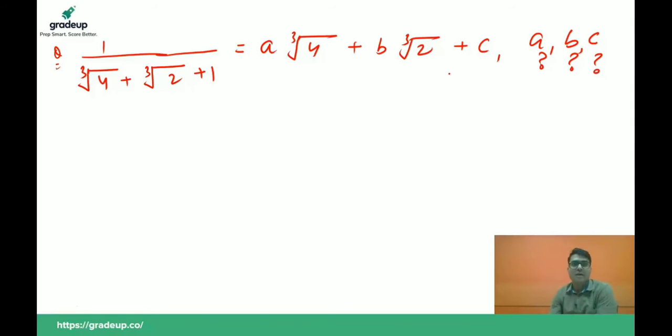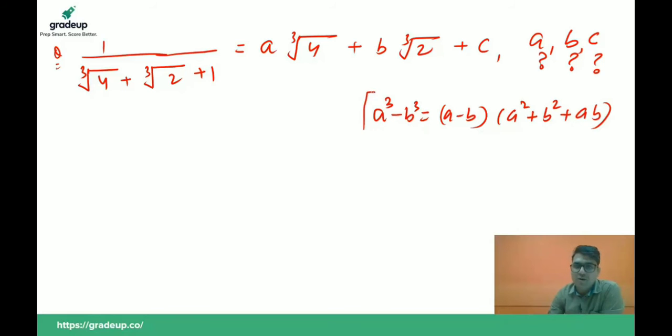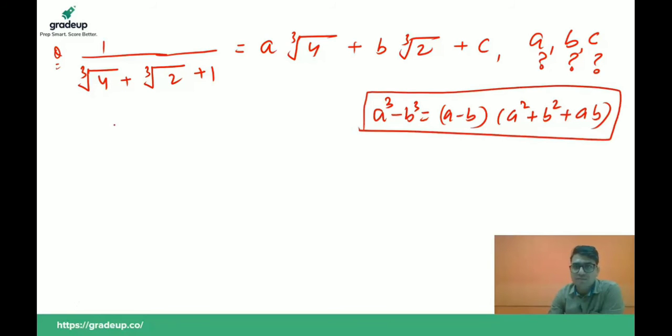Alright guys, in this question we will apply the formula a cube minus b cube is equal to a minus b into a square plus b square plus ab. We will use this formula. Now, we can write this as 4 raised to the power 1 by 3, 2 raised to the power 1 by 3 plus 1 is equal to the same.